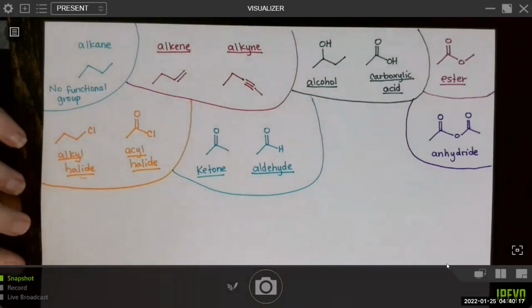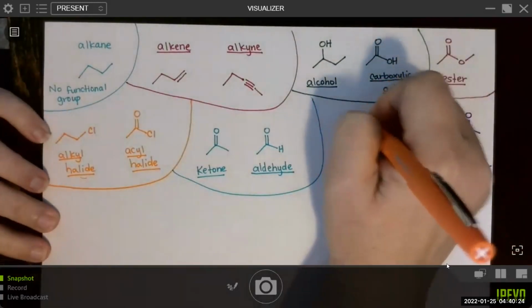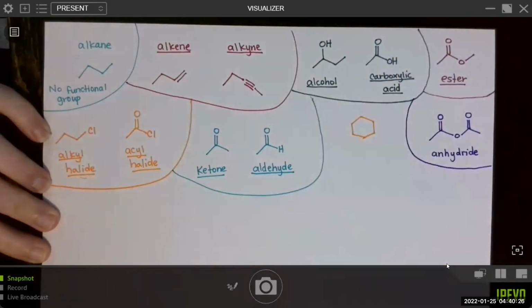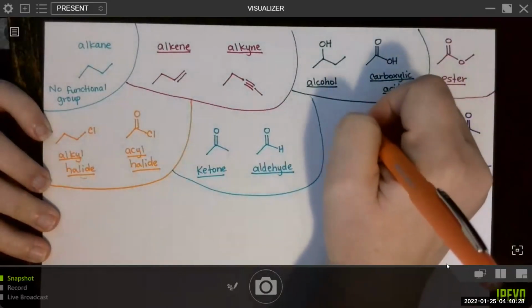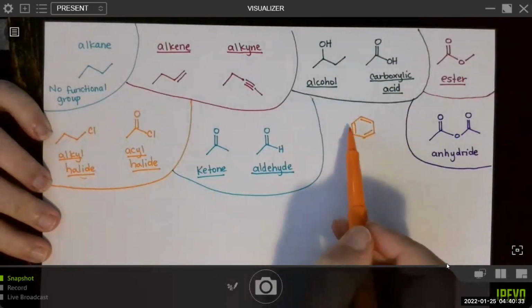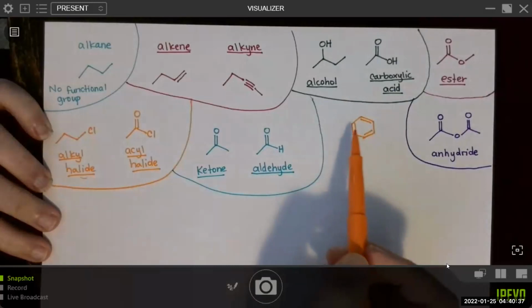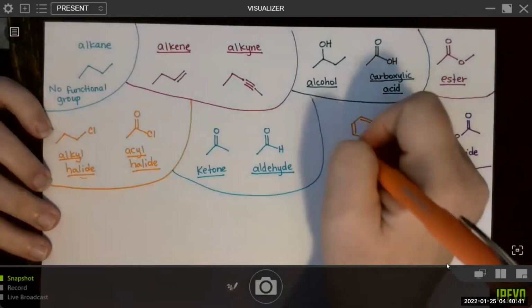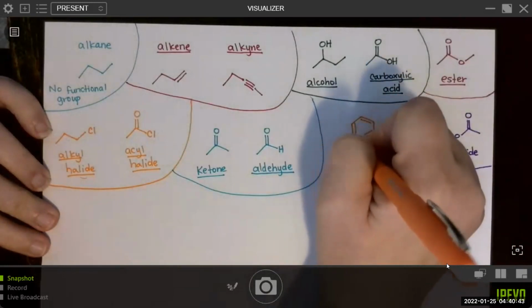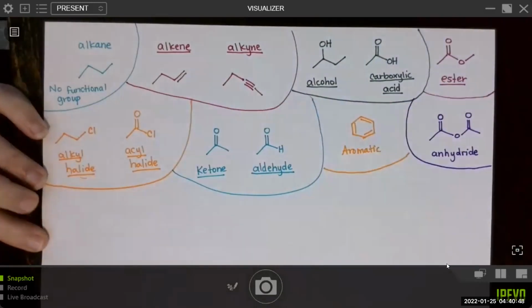Okay, I am going to throw in here a random one, very different from all the others, just to kind of mix it up. When you see a 6-member ring with 6 carbons, all in the ring, and then these alternating double bonds, and they can be here, here, and here, or here, here, and here, this one is actually called an aromatic. It's kind of all on its own, different than all the others.